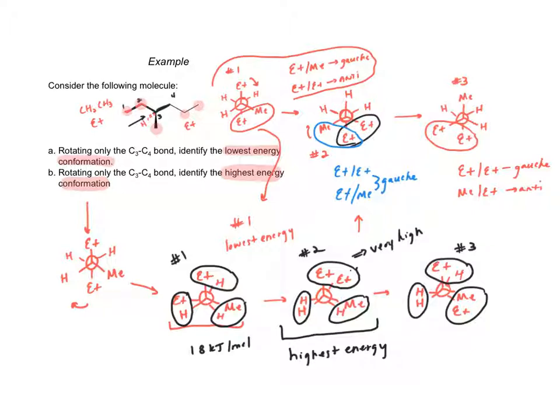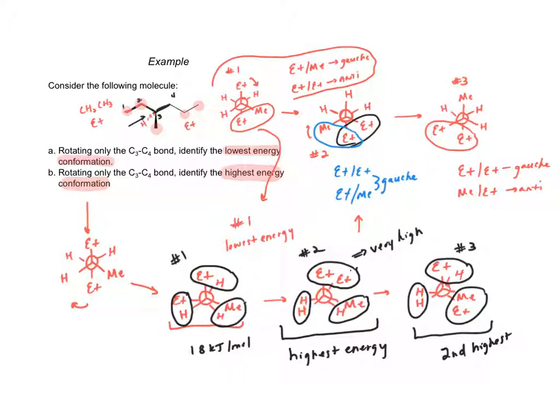Who would you predict to be the second highest energy? The ethyl-methyl eclipse. So number 3 here would be the second highest energy, and then number 1 would be the third highest energy conformation, because it's all those hydrogen with carbon groups.